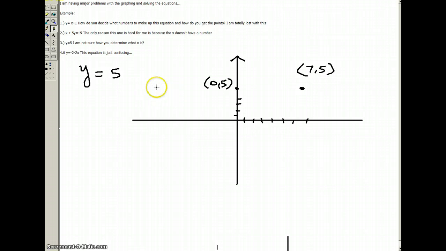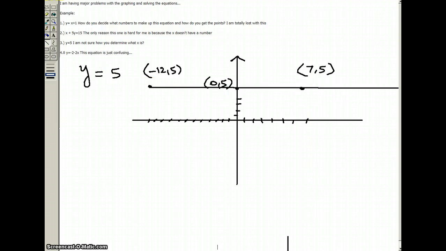How about a point here? This point also has coordinates. Let's count the x values: 1, 2, 3, 4, 5, 6, 7, 8, 9, 10, 11, 12. This is negative 12, but the y is 5. So if I join these 3 points, think about it. When is y equals 5?